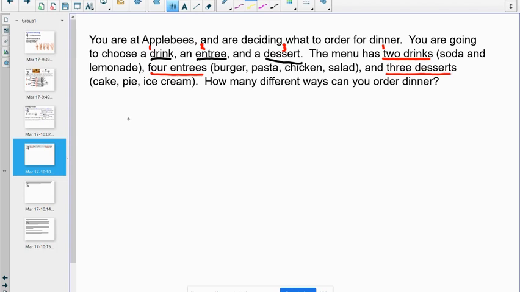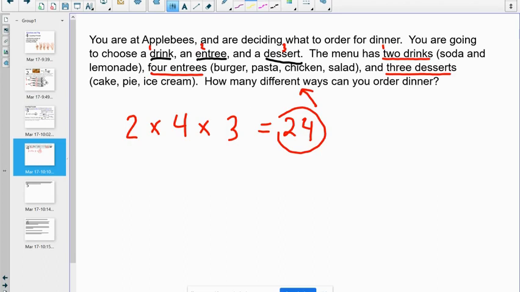We have 2 for our drinks, times 4 for our entrees, and then times 3 for our desserts. So 2 times 4 is 8, and then 8 times 3 is 24. So we know that there are 24 different ways we can order our dinner.